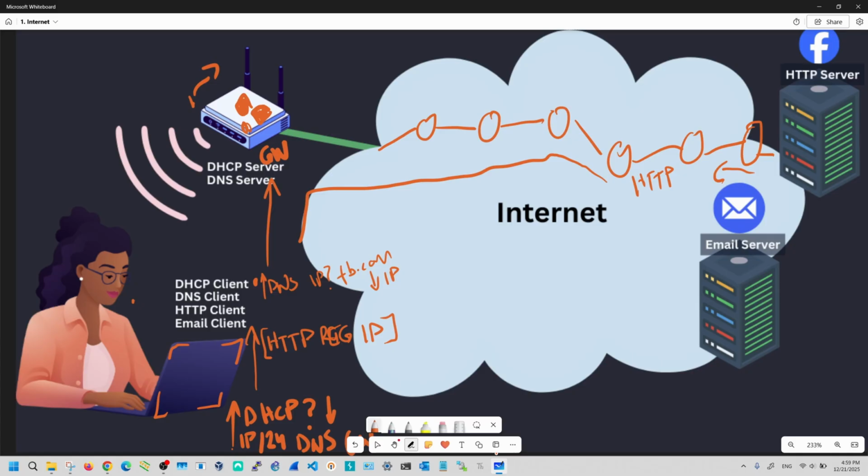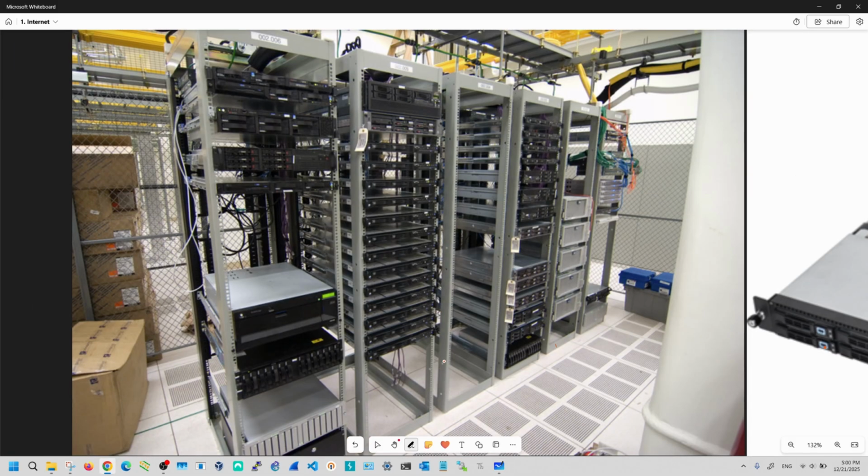So here we can see that only in order to load a simple web page on your laptop, you have to be a client of multiple servers. And there is a server for everything. For everything that we use on the internet, there is some server that makes it possible. And since we're talking about servers and data centers, why not show how data centers look on the inside and how servers actually look?